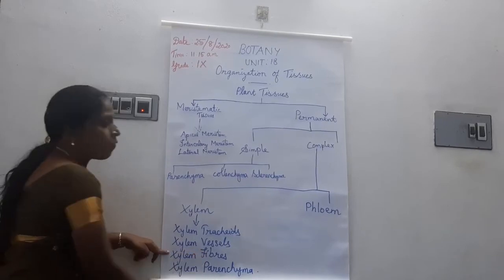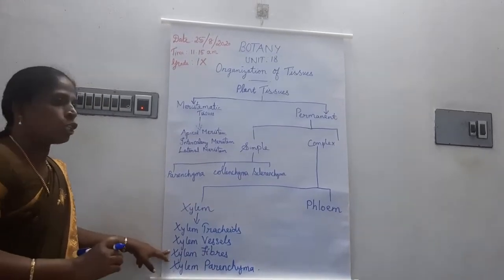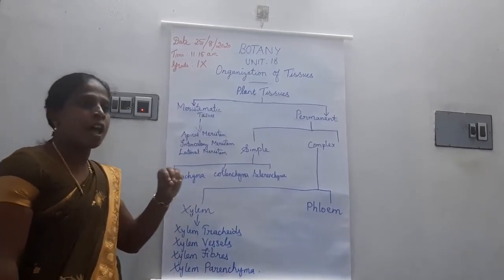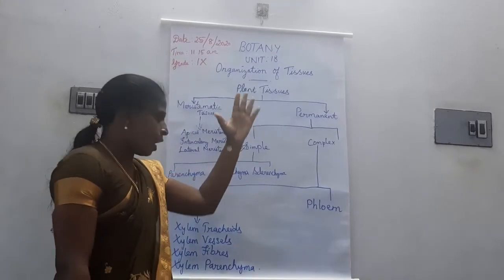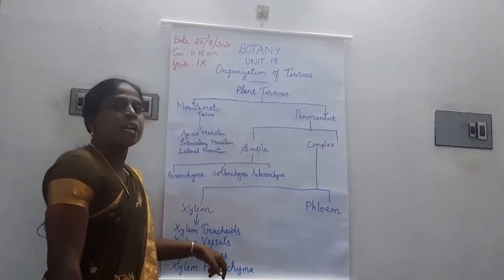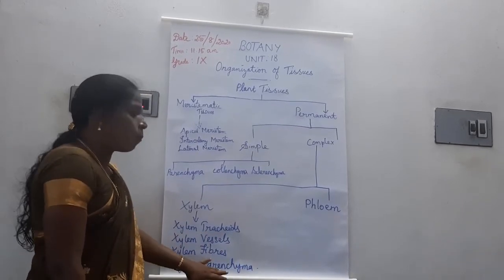Next one is xylem fibers. The xylem fibers are a dead tissue, a sclerenchymatous tissue. The fibers are elongated cells with thick walls, and they give mechanical support to the plant body. The fourth one is xylem parenchyma.